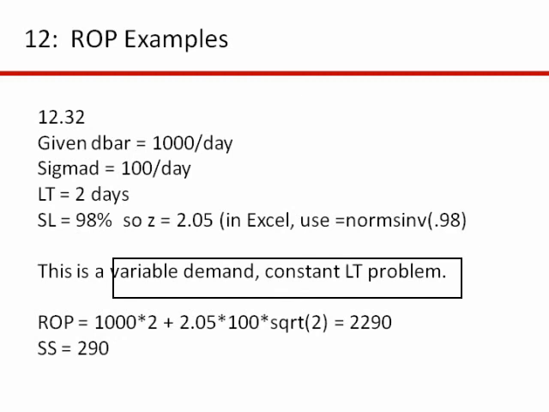So the variable demand, constant lead time formula is basically, I'll just type it right here: reorder point equals D times lead time plus Z times sigma D times the square root of lead time. That is the formula for a variable demand, constant lead time problem. So you just put that in, and you find that your reorder point is 2,290. The safety stock is anything after the plus, which would be 290.